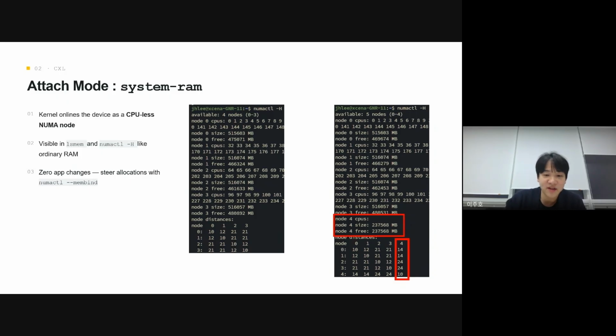On the right, you can see a capture of one of our servers. By comparing the two captures, on the right there are additional NUMA nodes with no CPUs. That's how CXL devices appear as system RAM. And the best part is that you don't need to change anything in your application or code. You can just use it the same as DRAM, with higher latency.